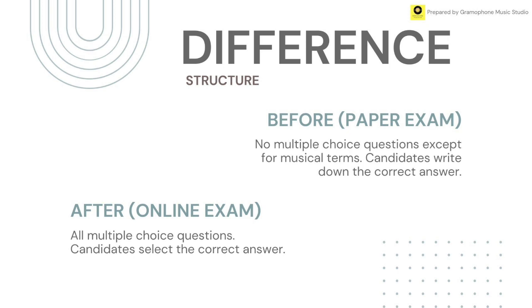In the paper-based exam, there are no multiple choice questions except for musical terms. The candidates write down the correct answer. Whereas in the online exam, they're all multiple choice questions and candidates select the correct answer.